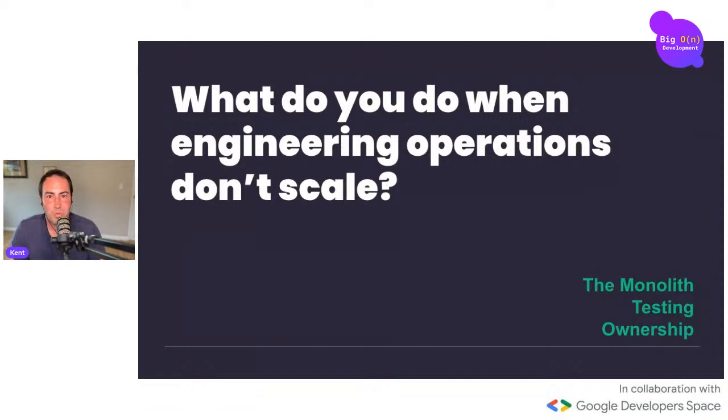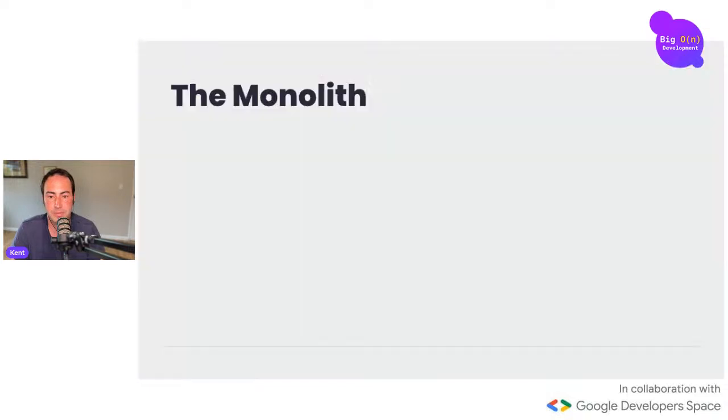So what did we do at Yelp when operations didn't scale? Well, first of all, what are the things that didn't scale? So I'll talk about the monolith a little bit, testing across the company, and ownership, how that didn't scale. So the monolith.